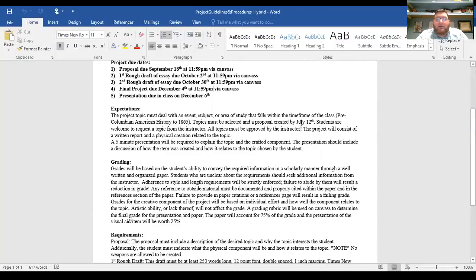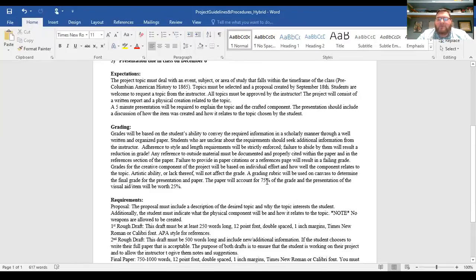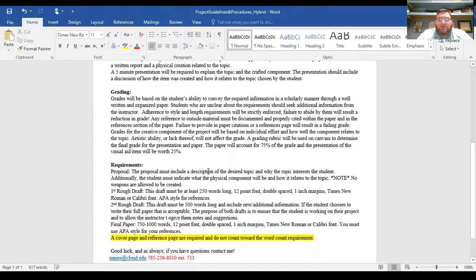I noticed here that proposal must be created. I have an old date there, so I'm going to update that. So we're going to put September 18th in there, and I will save that and adjust that at some point. I apologize. So you will be required to do a 5-minute presentation. I have my grading guidelines right here. 75% of the grade will be based on the paper, and 25 will be on the visual aid or item that you create. The requirements are here.